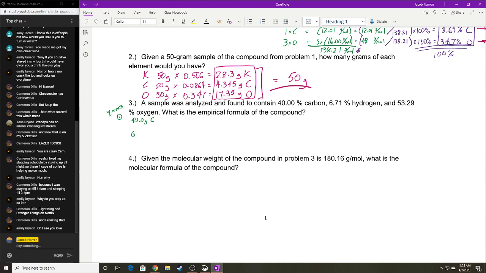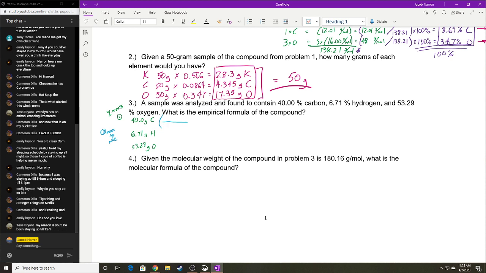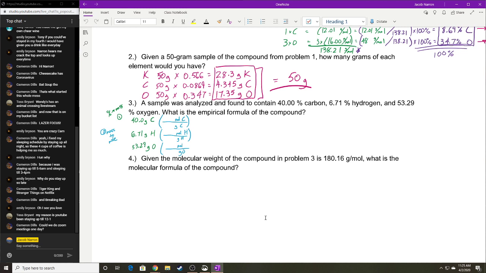Step number 2. Okay, we've done percent to mass. Step number 2 is going from mass to mole, and I'm going to do that by using the periodic table. I don't want grams of carbon anymore, I want moles of carbon. I don't want grams of hydrogen, I want moles of hydrogen. And finally, I don't want grams of oxygen, I want moles of oxygen. So, as you can see, I'm writing everything out so that we can do that.